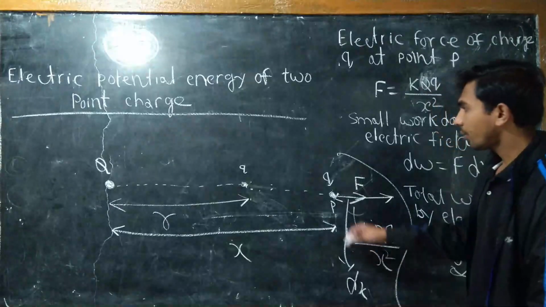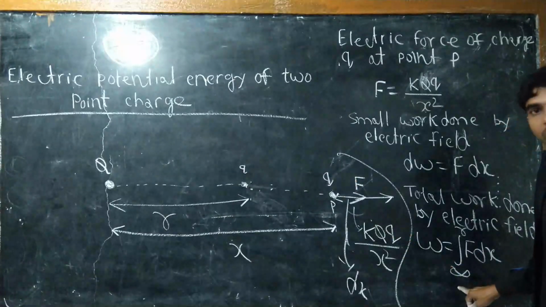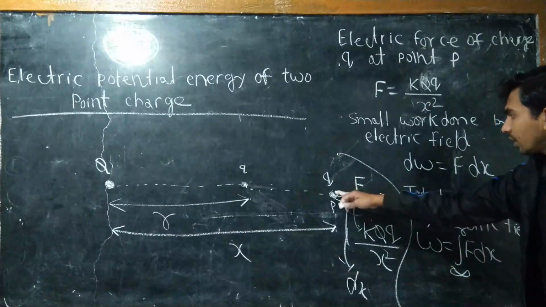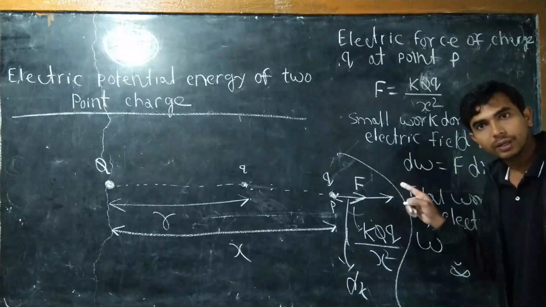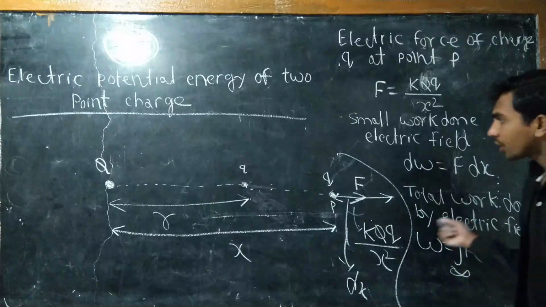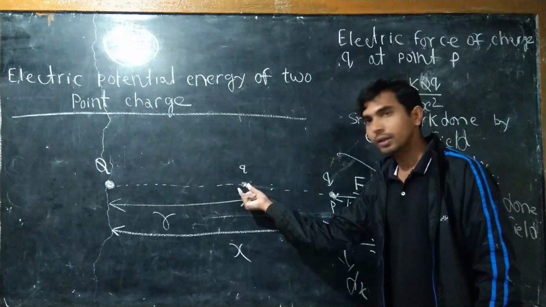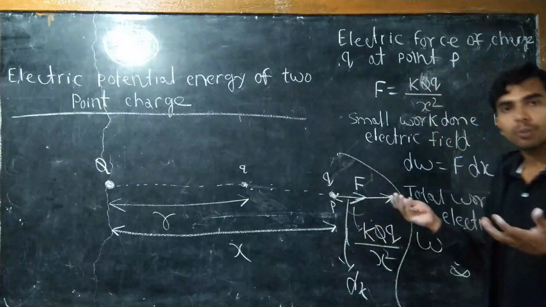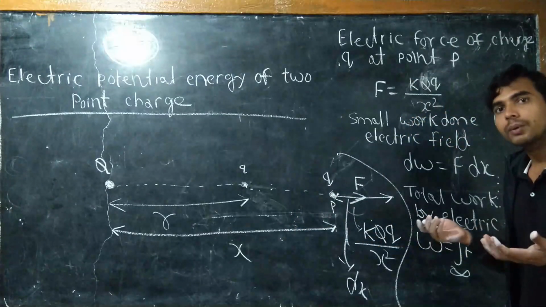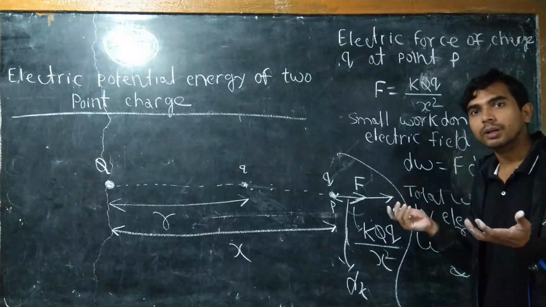Are you able to understand how I am substituting the limits? Initially this charge was at infinity, and now I am bringing this charge to this point. How much work is done? That work is the potential energy. So basically we are going to calculate the work done.